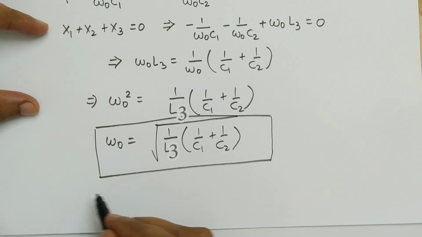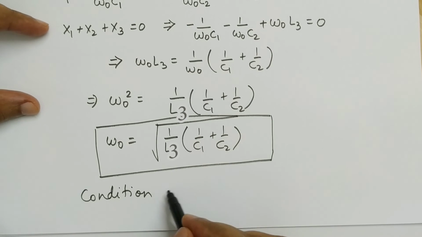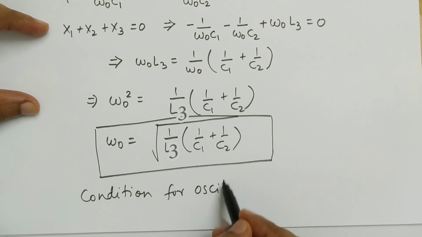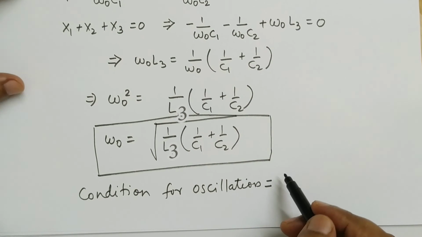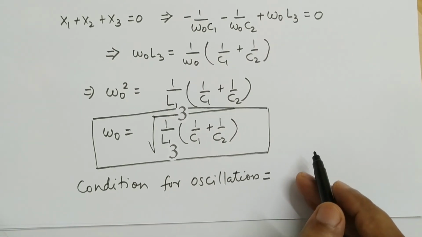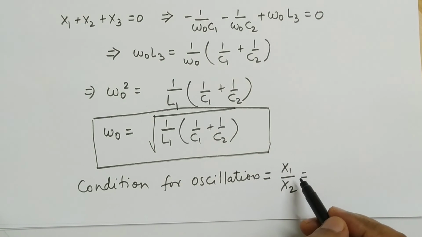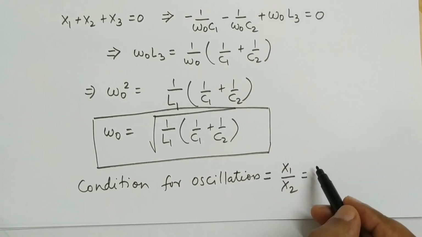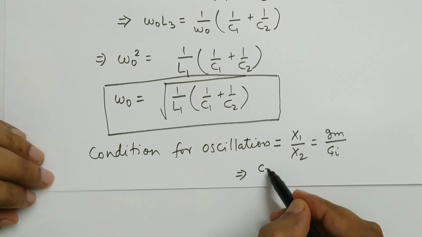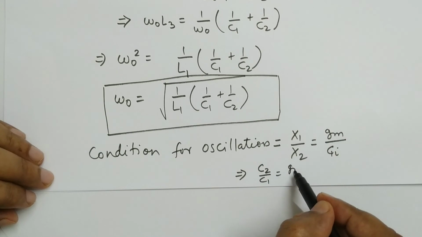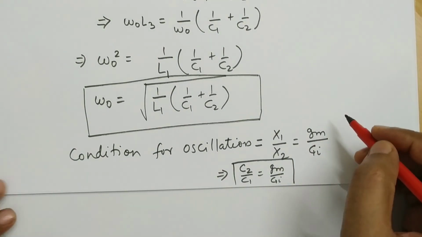And the condition for oscillation can be determined from the second condition, which was x1 by x2 equal to Gm by Gi, so C2 by C1 equal to Gm by Gi. This oscillator is known as Colpitts oscillator.